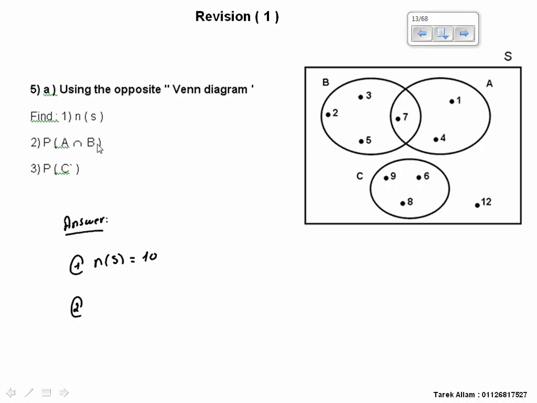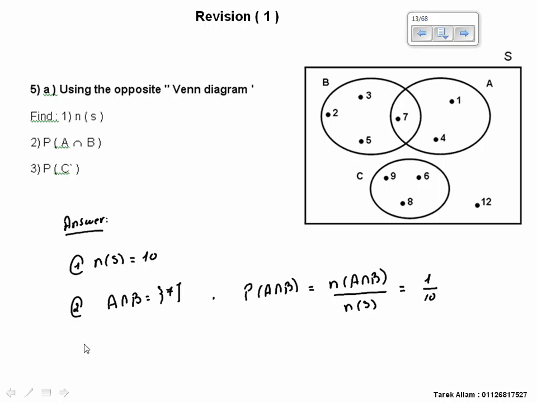Question number 2, probability of A intersect B. So I want to find first A intersect B in the opposite Venn diagram. So A intersect B equals the element 7. So the number of elements is only one element, which is 7. So the probability of A intersect B equals the number of elements of A intersect B over n(S), which equals 1 over 10. So P(A intersect B) equals 1 over 10.